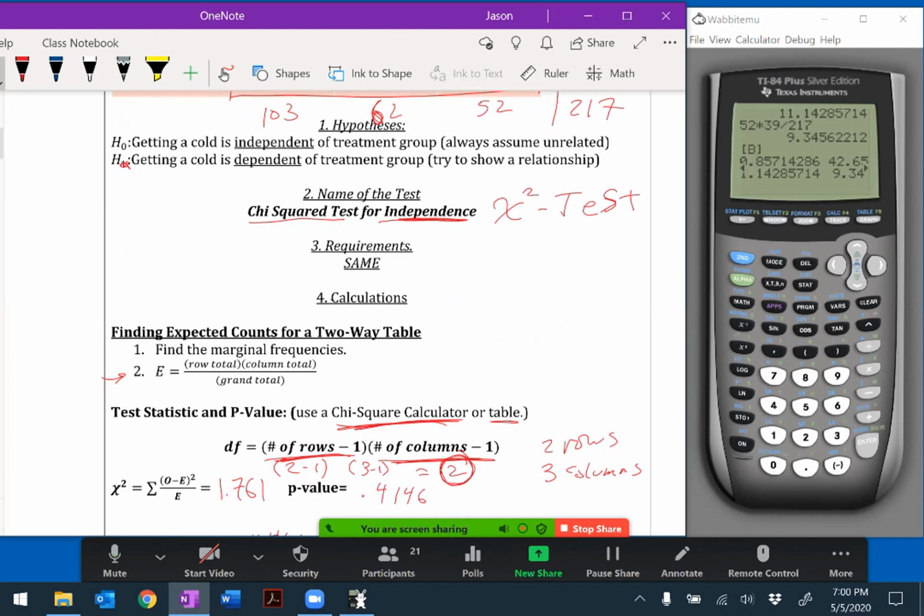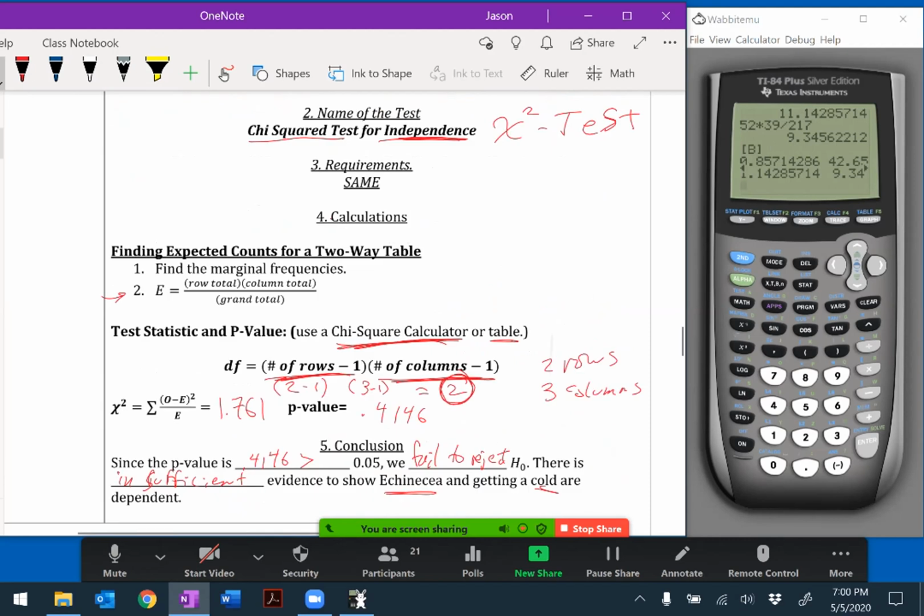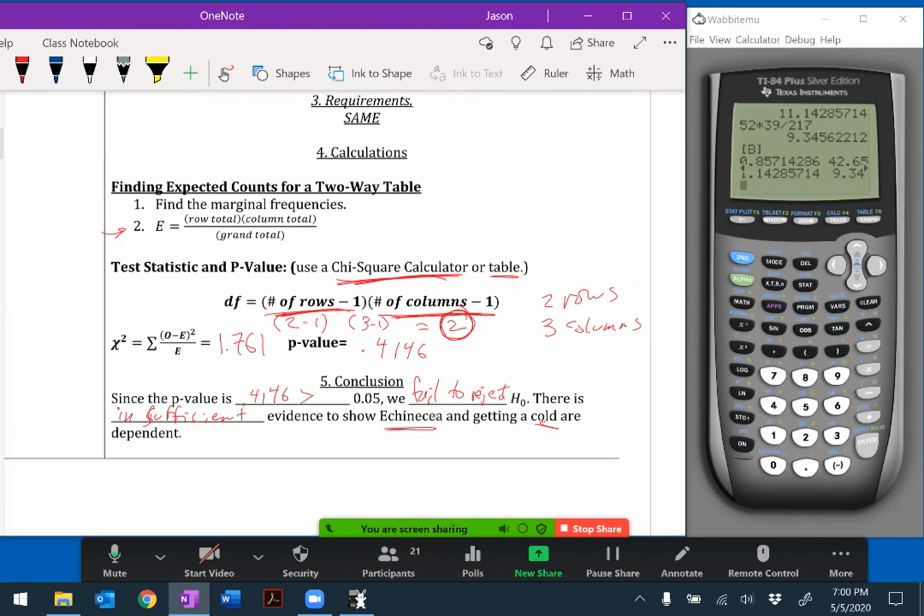Before you change it, can you scroll down a bit? I didn't get enough time to copy the verbiage. Yeah, it's just failed to reject and insufficient. I mean, it's just your basic conclusion. Okay.